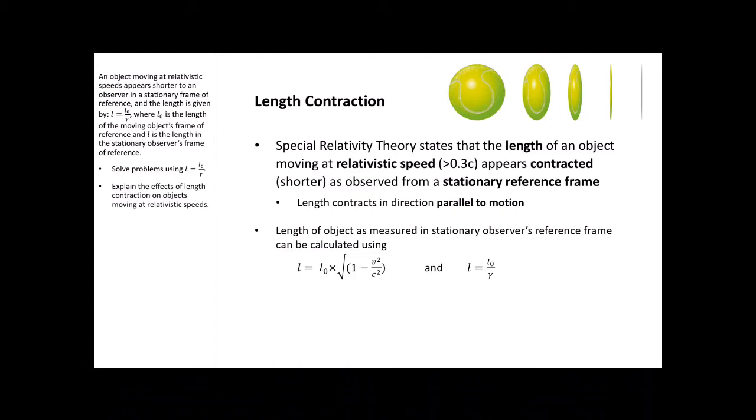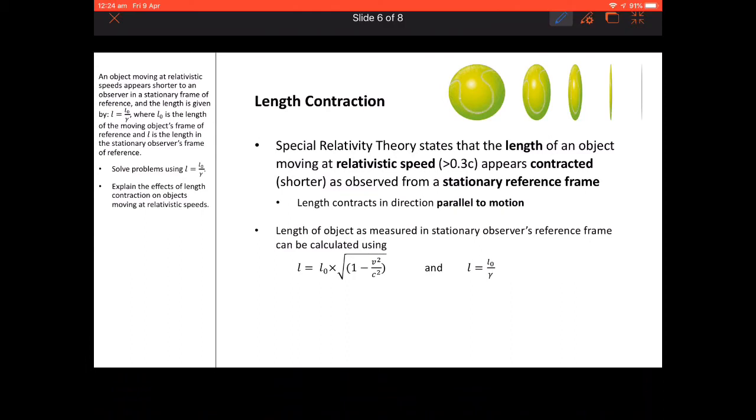So an object moving at relativistic speeds appears shorter to an observer in a stationary reference frame, and the length is given by: length in the stationary reference frame is equal to length in the moving reference frame divided by the Lorentz factor. In stage 2 physics, you'll need to be able to solve problems using this equation, and you'll also need to be able to explain the effects of length contraction on objects moving at relativistic speeds.